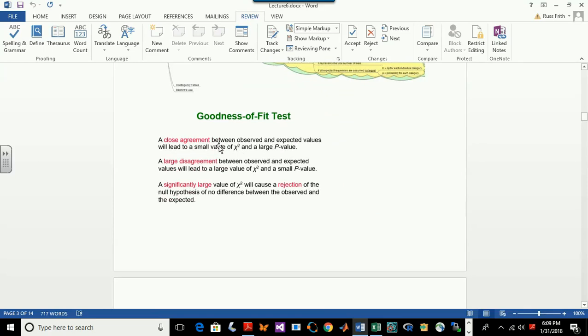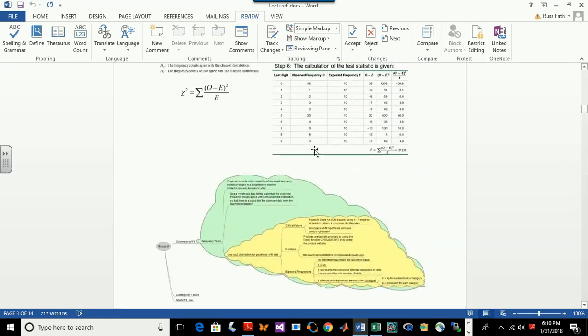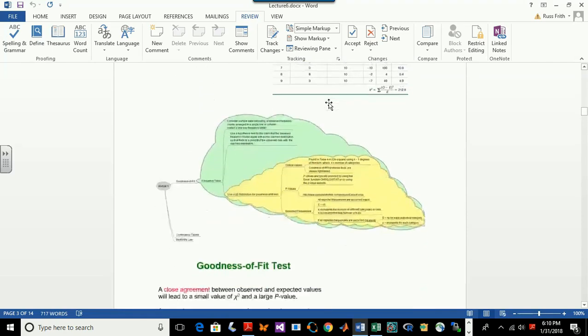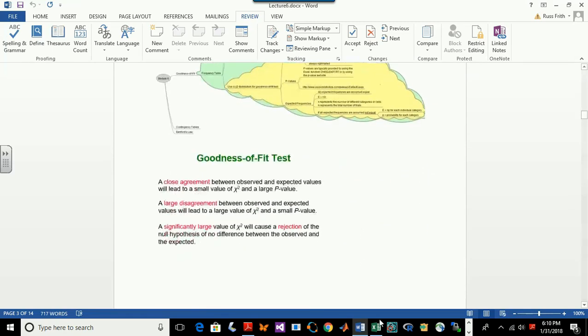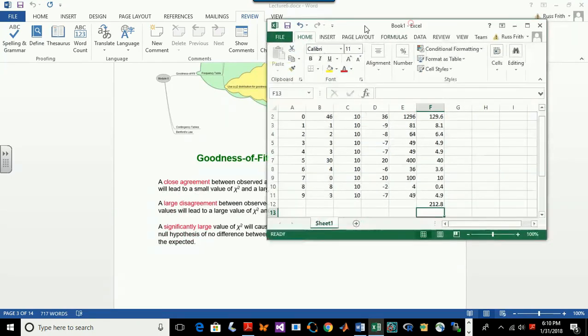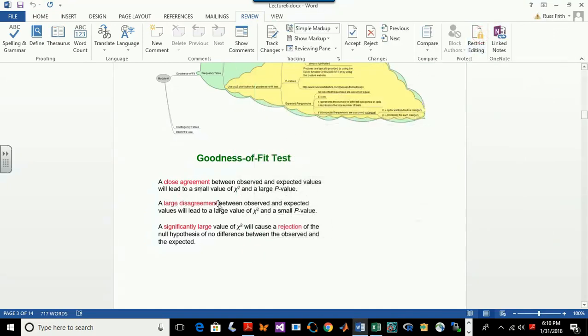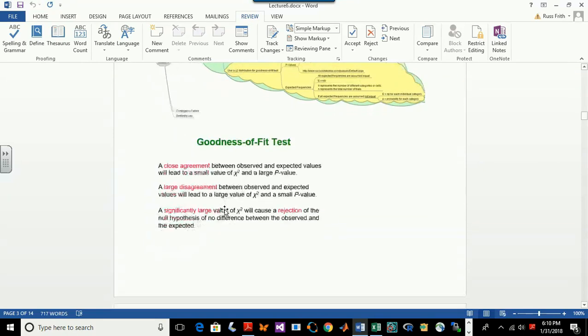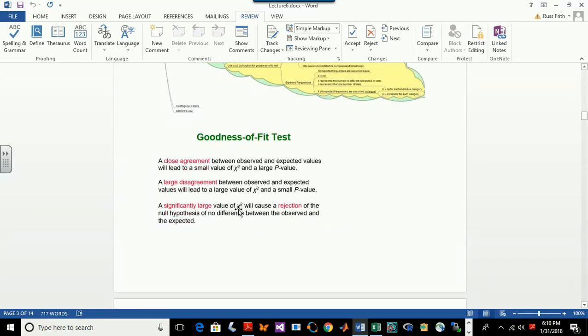Okay, so let's talk about what is meant by a goodness of fit test. A close agreement between observed and expected values will lead to a small value of chi-squared and a large p-value. All right, so in this case, it's clear that there is no close agreement. So we do not have a small value for chi-squared. 212.8 is pretty large for a chi-squared value. Okay, so a large disagreement between observed and expected values will result in a large chi-squared and a small p-value. A significantly large value of chi-squared will cause a rejection of the null hypothesis of no difference between observed and the expected.